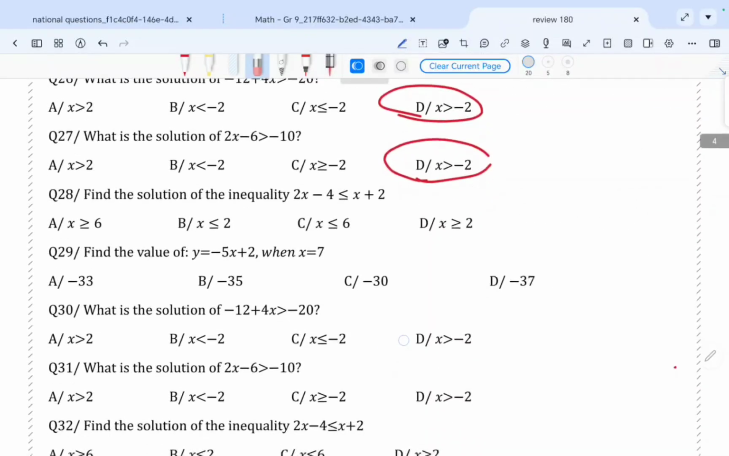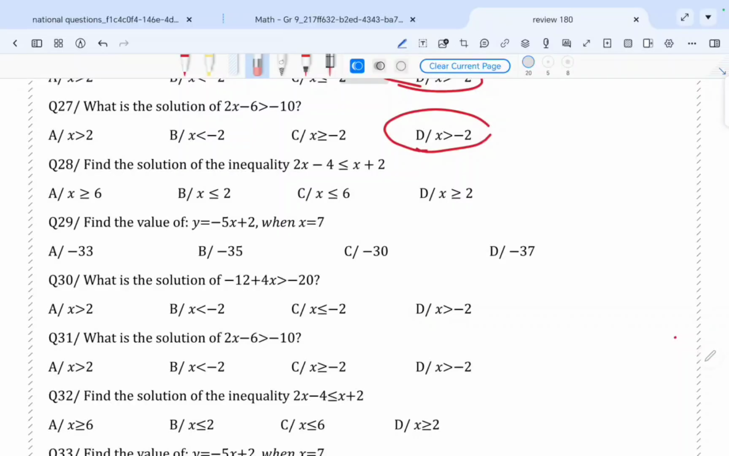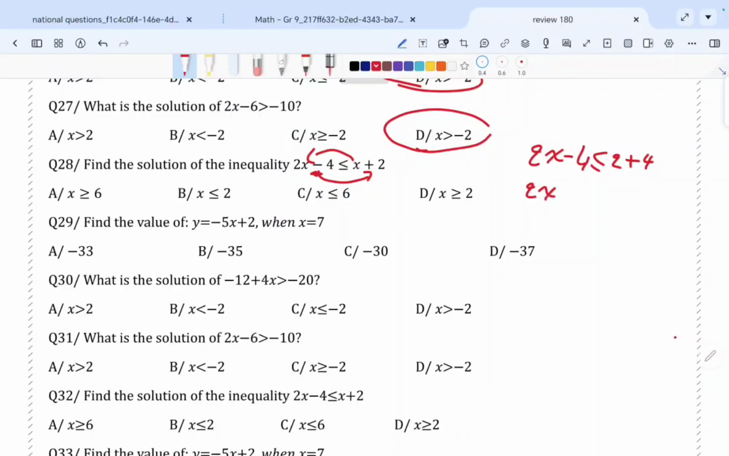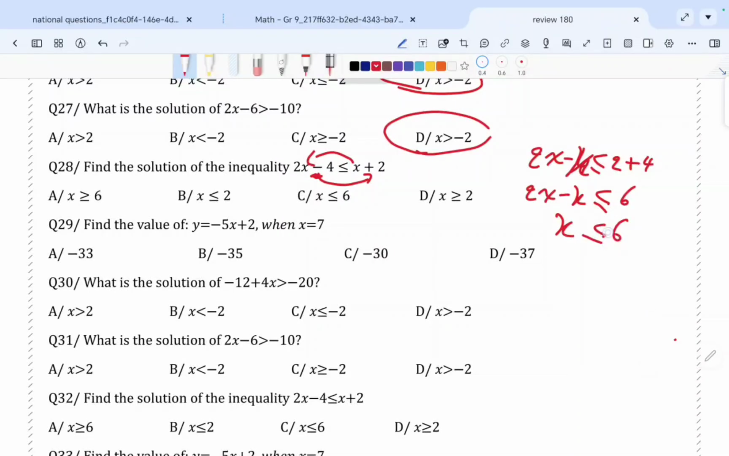28. We have 2x minus 4 is less than or equal to x plus 2. How can I solve it? Move x to the other side. It's positive, it will be negative. 2x minus x is less than or equal to 2. Move 4 to the other side. It's negative, it will be positive 4. 2x minus x is less than or equal to 2 plus 4, which equals 6. 2x minus x is only x, so x is less than or equal to 6. Which one is correct? C.